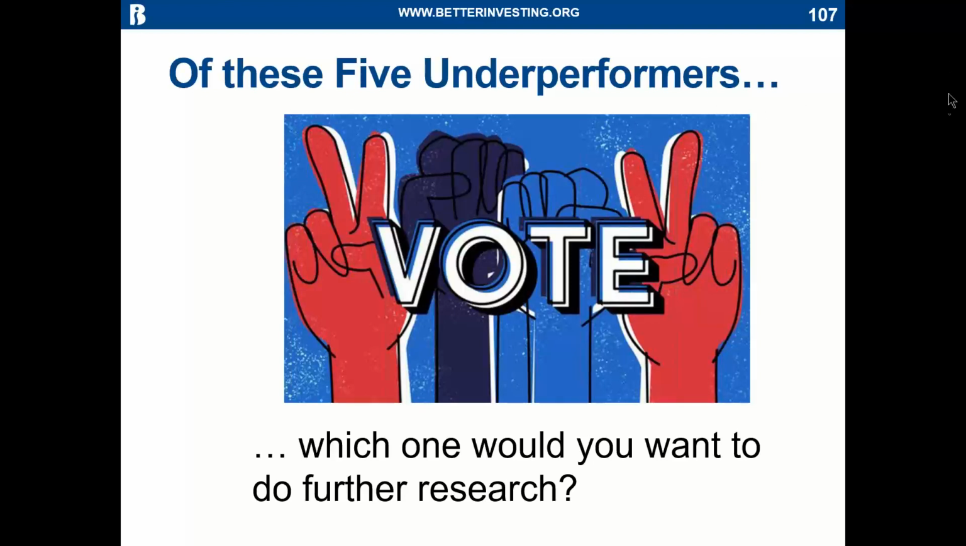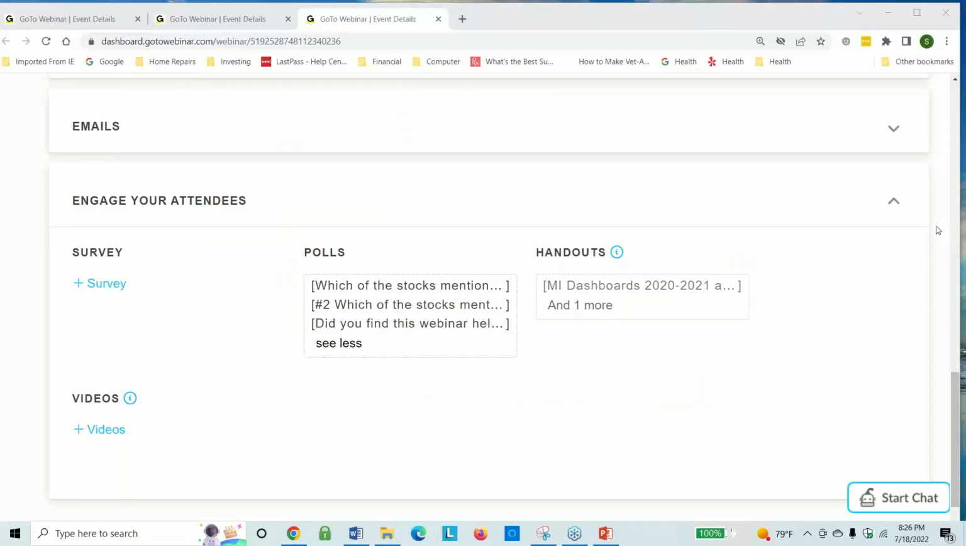So now we have 5 underperformers. And Cheryl, do you want to release the second poll where we'll vote on the 5 that underperformed, and let's see how they all did. So we'll be looking at Qualys, Nvidia, Medifast, Etsy, and Carnival. So go ahead and vote.